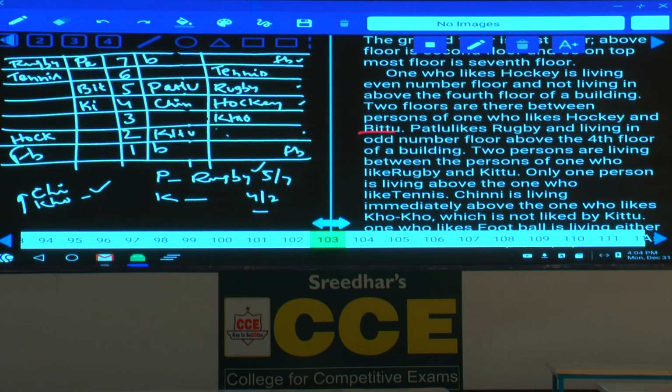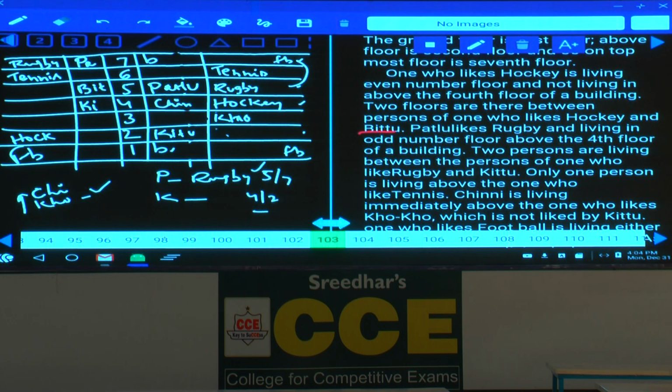And one who likes football is living either on the top or on the ground floor of the building. As many persons living between Bunny and Motu is the same as between the one who likes cricket and rugby. Now cricket and rugby, tell me how many different possibilities we can have. If cricket is on the top floor, how many persons in between these 2? There is only 1 person. Then between Bunny and Motu we should have only 1 person, so Bunny cannot be here, Bunny must be here, it is a possibility, isn't it?